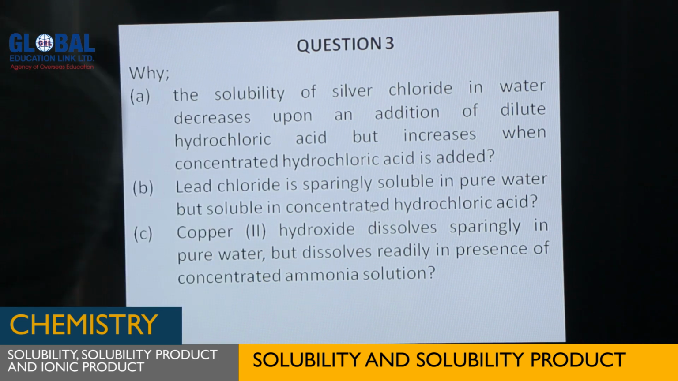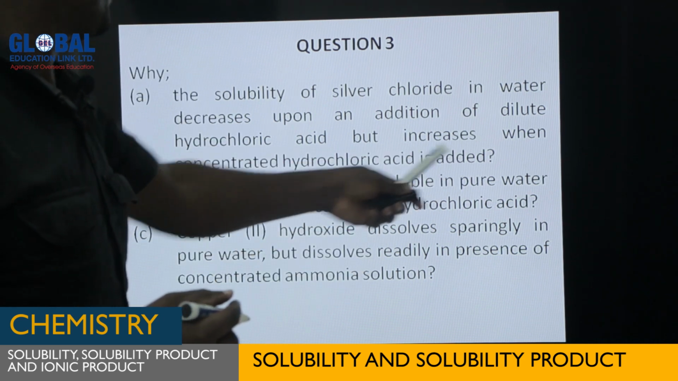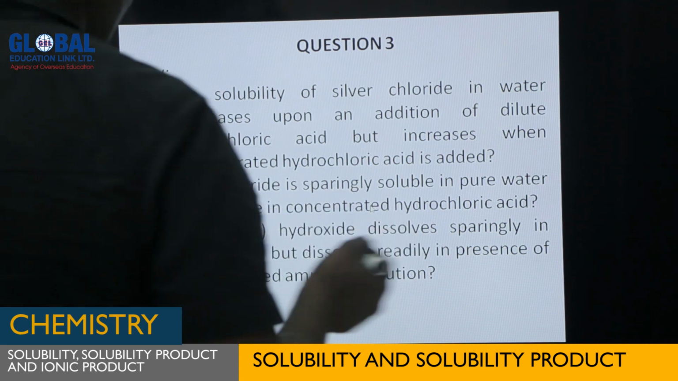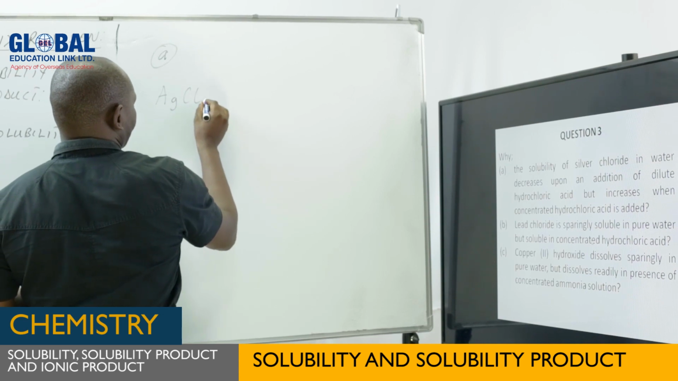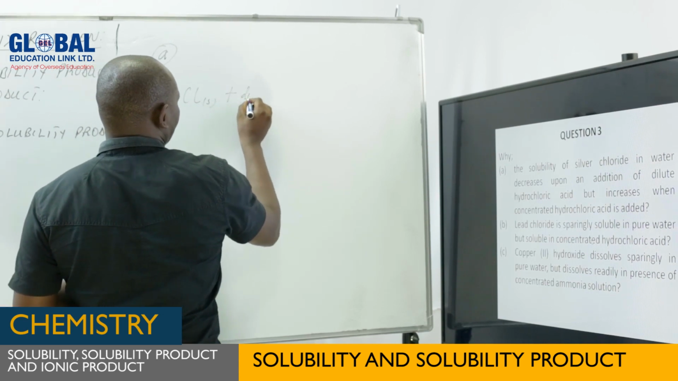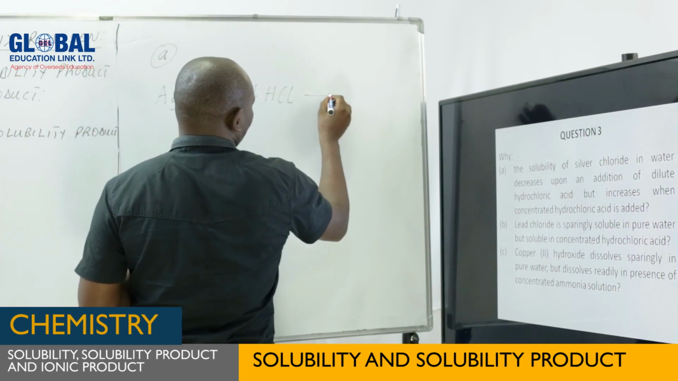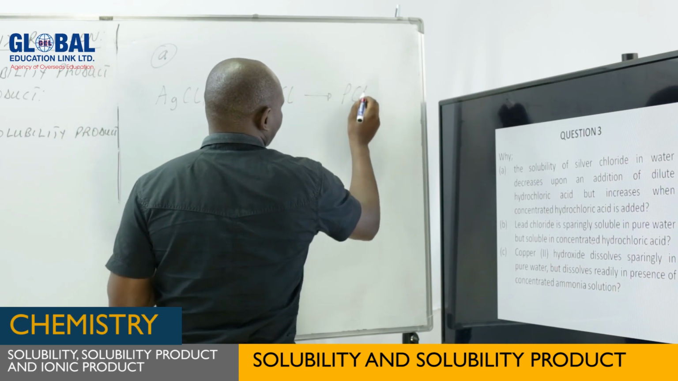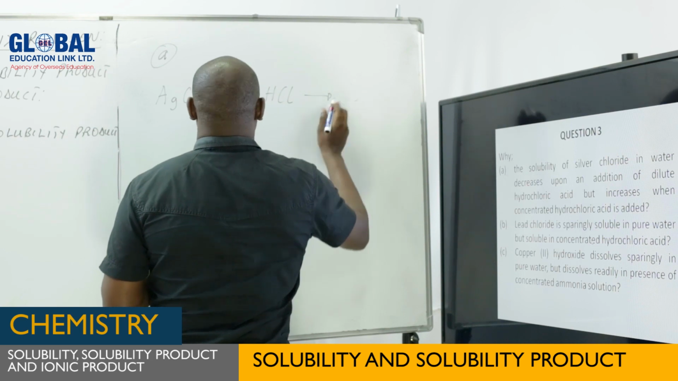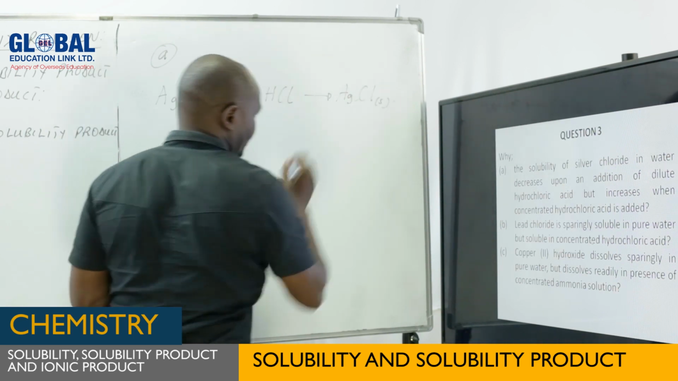So here, the solubility of silver chloride in water decreases upon addition of dilute hydrochloric acid. What is happening here is that if it's silver chloride, then you add dilute hydrochloric acid, it will lead to formation of a precipitate of silver chloride, which is solid.